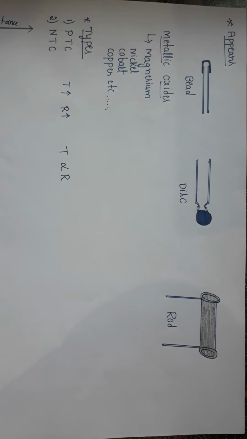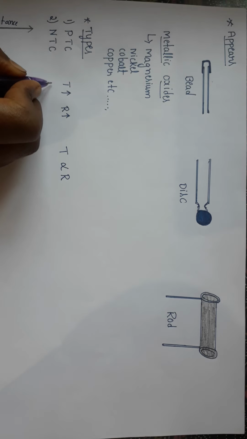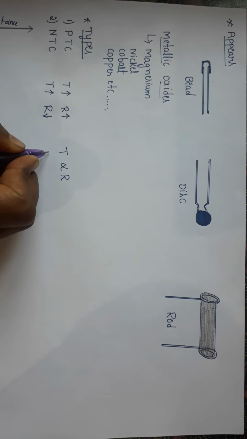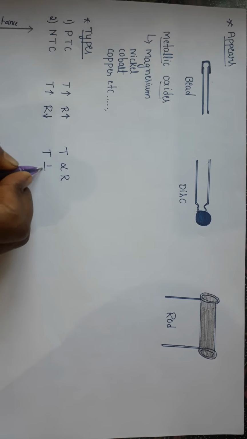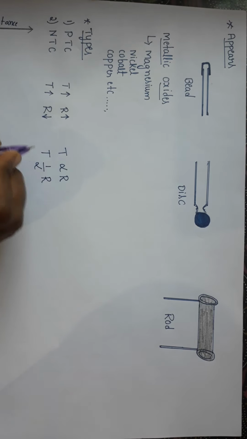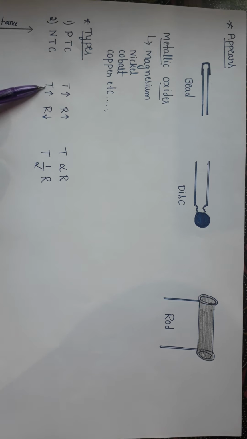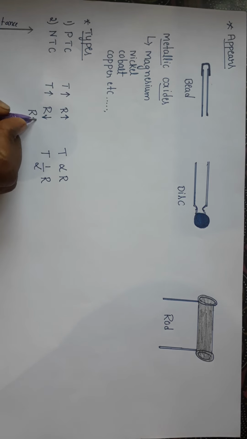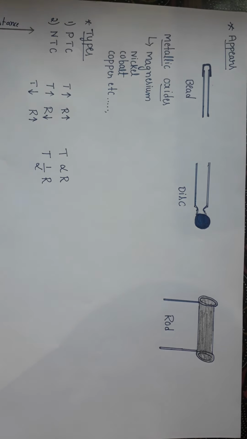Then let us move on to NTC, negative temperature coefficient. Here in negative temperature coefficient, the temperature is inversely proportional to resistance. If the temperature increases, the resistance of a material decreases, or vice versa. Vice versa means if the resistance of a material increases, the temperature decreases. This is called negative temperature coefficient.